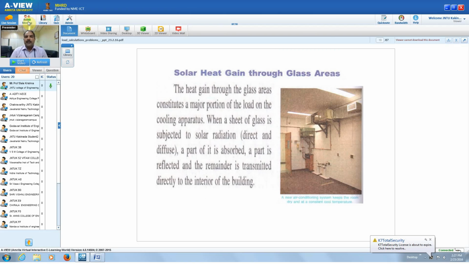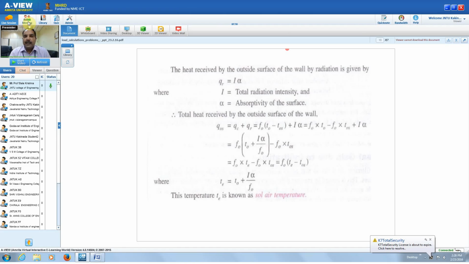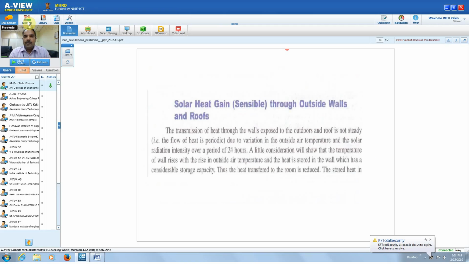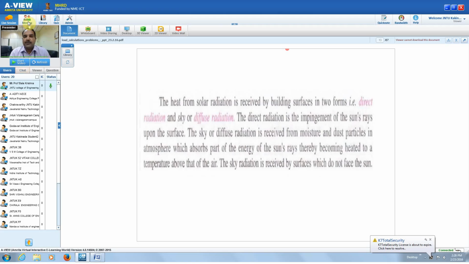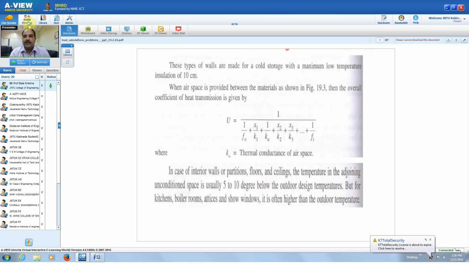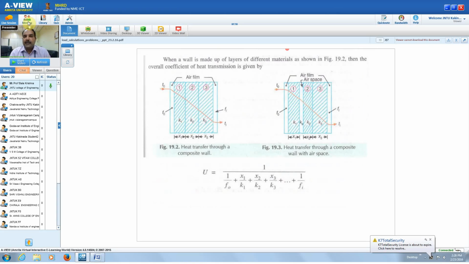Then the solar heat gain through the glass areas. This is one of the ways heat enters the conditioned space. We have seen previously the solar air temperature, and the solar heat gain through the walls and roofs. Then the heat gain through the solar radiation, and the heat gain through the walls.